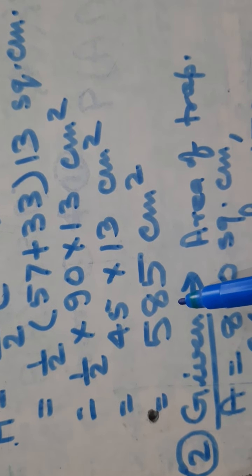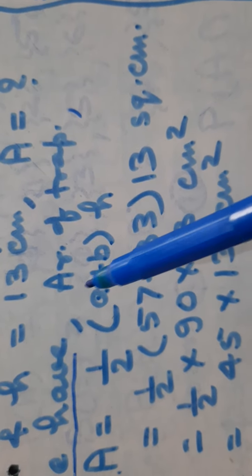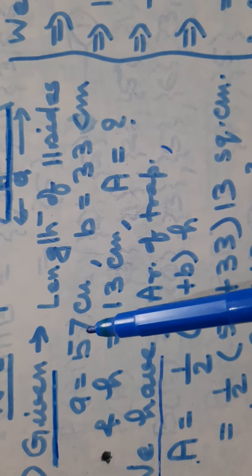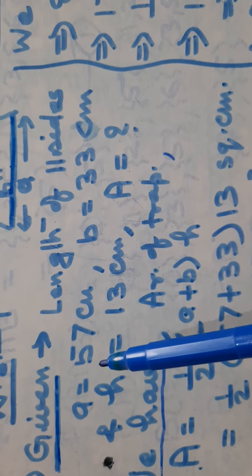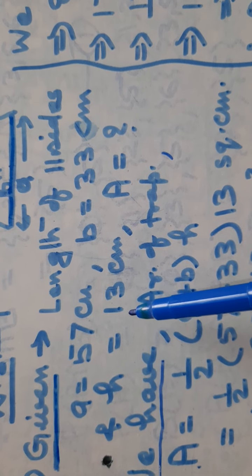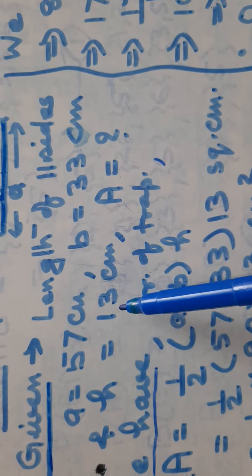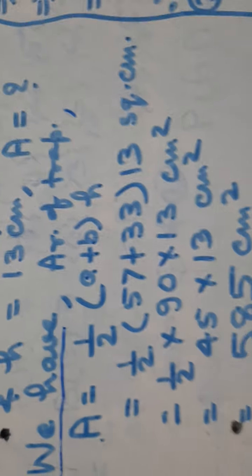Hence, the area of the trapezium is 585 centimeter square, whose parallel sides are 33 centimeter and 57 centimeter. The altitude, the perpendicular distance between them, is 13 centimeter.